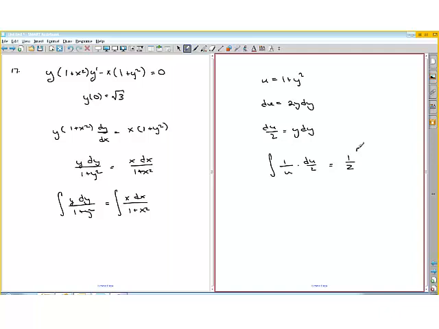You get the integral of du over u, and that is equal to 1/2 the natural log of the absolute value of u. And if we substitute u back in, we get 1/2 the natural log of the absolute value of 1 plus y squared. Okay, so what we can do now is just do that to both sides. So we're going to do 1/2 the natural log of the absolute value of 1 plus y squared is equal to 1/2 the natural log of the absolute value of 1 plus x squared plus our arbitrary constant c.